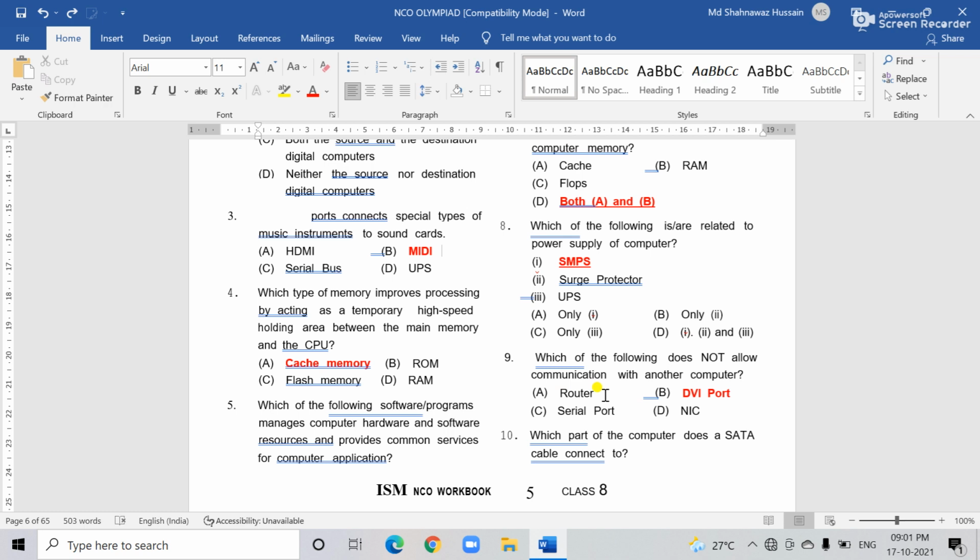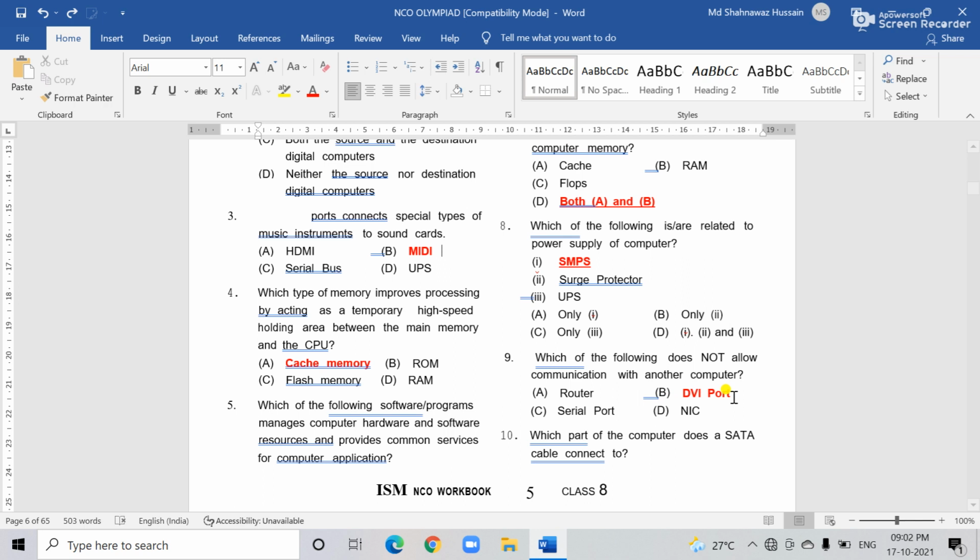In your textbooks, all of you learned that the router helps to connect or communicate more than one computer, more than one device that you connect with the router. It is a communication device. It is used in the networking system. Next you see the DVI port. Okay, this is one type of device.